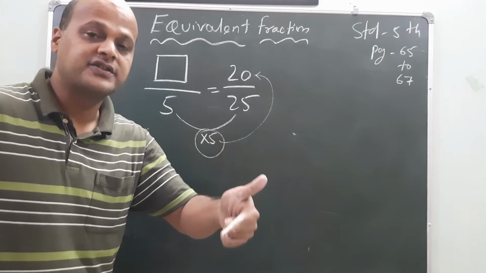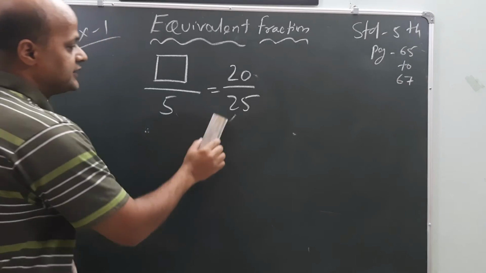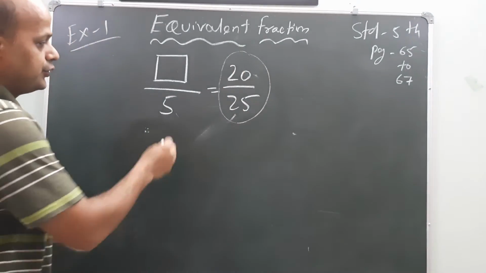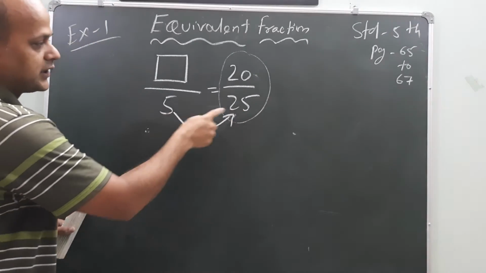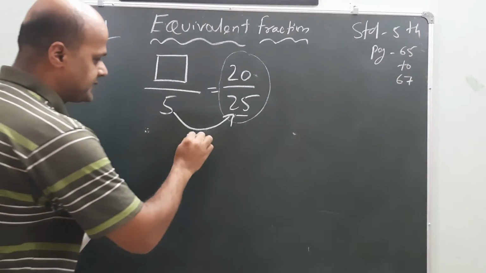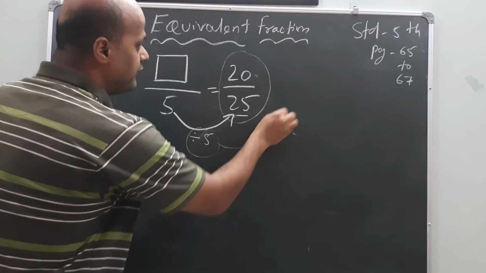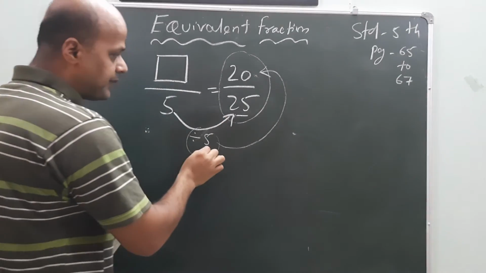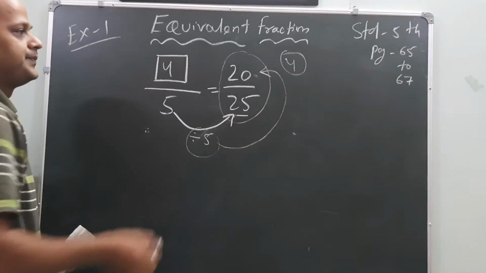Find the equivalent fraction by divisibility. Divisibility means what? Because here the results are given in the second case. So what you have to do? First, what should I divide 25 with? 5 will come. Yes, divided by 5. The same division will be applied to the 20. 20 divided by 5, how much? 4. Now this 4 will be written here.